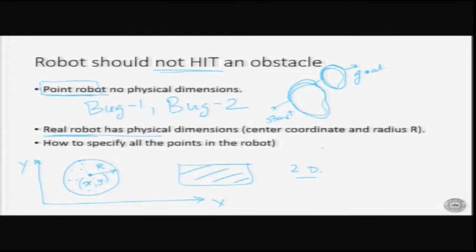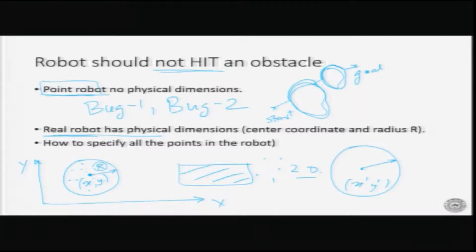The question being asked here is: what is the minimum number of parameters required to specify all the points of this robot? Now, how can we define that? If I am given the center point of the robot, its center CG, and I know that the radius is r, then for any point, say x dashed, y dashed here, knowing that r is the radius of the robot, I know where my robot is.